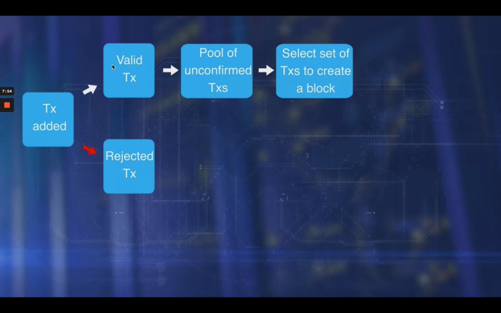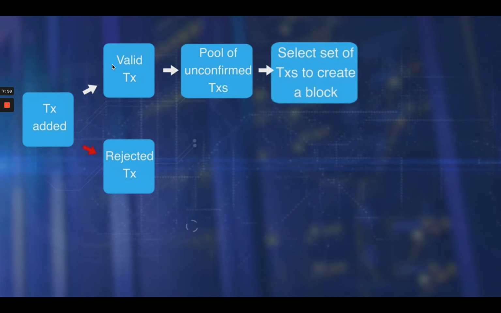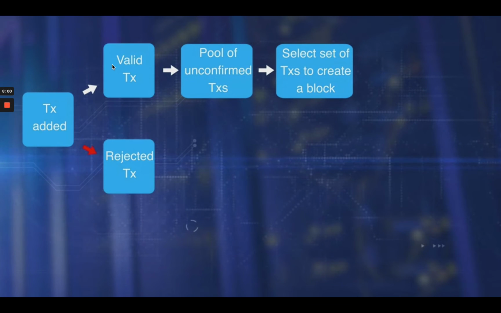All the valid transactions are added to a pool of transactions. Miners select a set of transactions from this pool to create a block. This creates a challenge. If every miner adds a block to the chain, there will be many branches to the chain, resulting in inconsistent states. Recall that blockchain is a single, consistent, linked chain of blocks. We need a system to overcome this challenge.